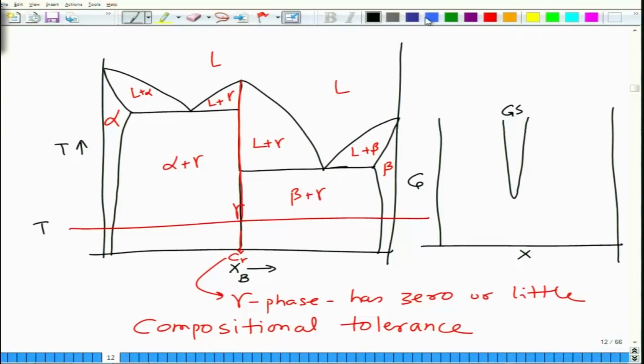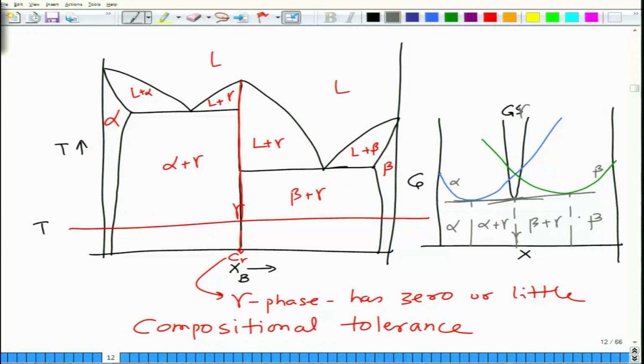This is G gamma, and then you have alpha and beta. The alpha phase free energy curve would be somewhere like this. Of course, it would be slightly higher, and then the beta phase would be something like that. When you draw the common tangent between these, and for this again you will have another tangent, both tangents will form to the same point. So this is alpha, this is beta, this is G gamma. This is alpha plus gamma, this is gamma, this is beta plus gamma, and then beta. So, this is how the free energy curve will probably look like.